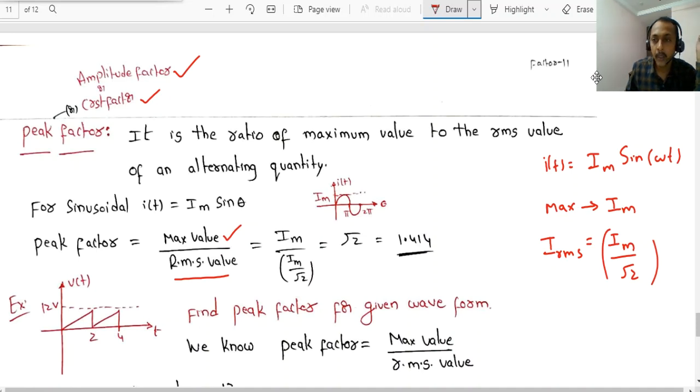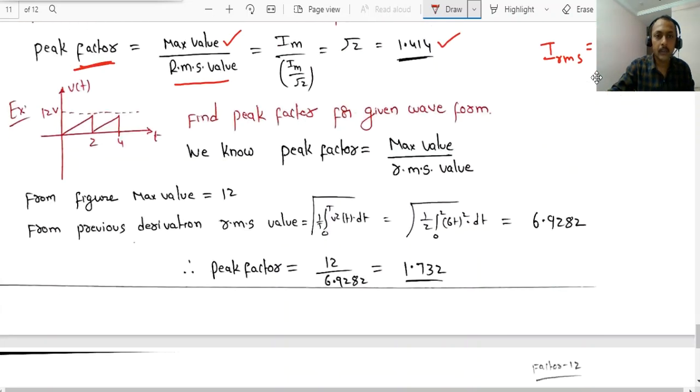We are not asking peak value. Peak value is Im, but he is asking peak factor. Observe, peak factor, not peak value. If it is peak value, the simple answer is Im. Peak factor is maximum value by RMS value. It is 1.414.